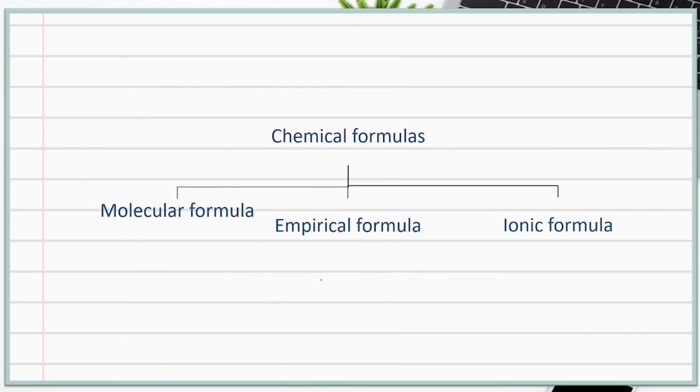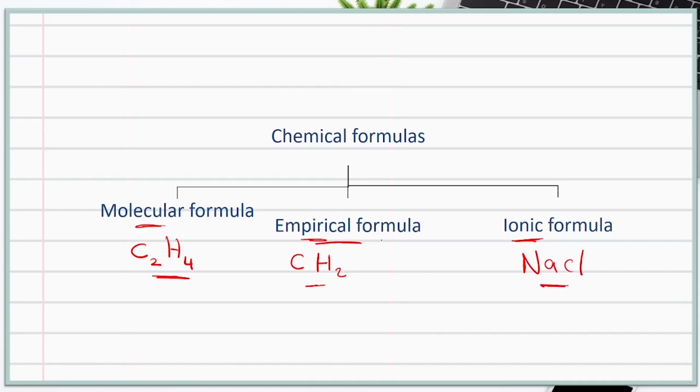The formula that shows all elements and their exact number is called a molecular formula, and the formula that shows all elements and only their ratios is called the empirical formula. We use the term ionic formula for ionic compounds. Formulas of ionic compounds are similar to the empirical formula.